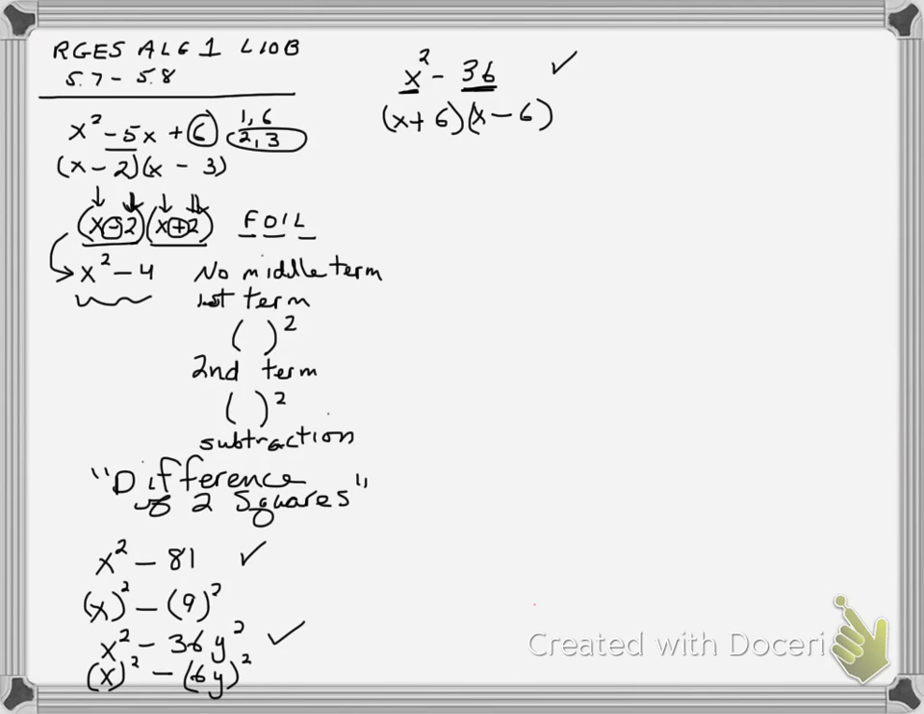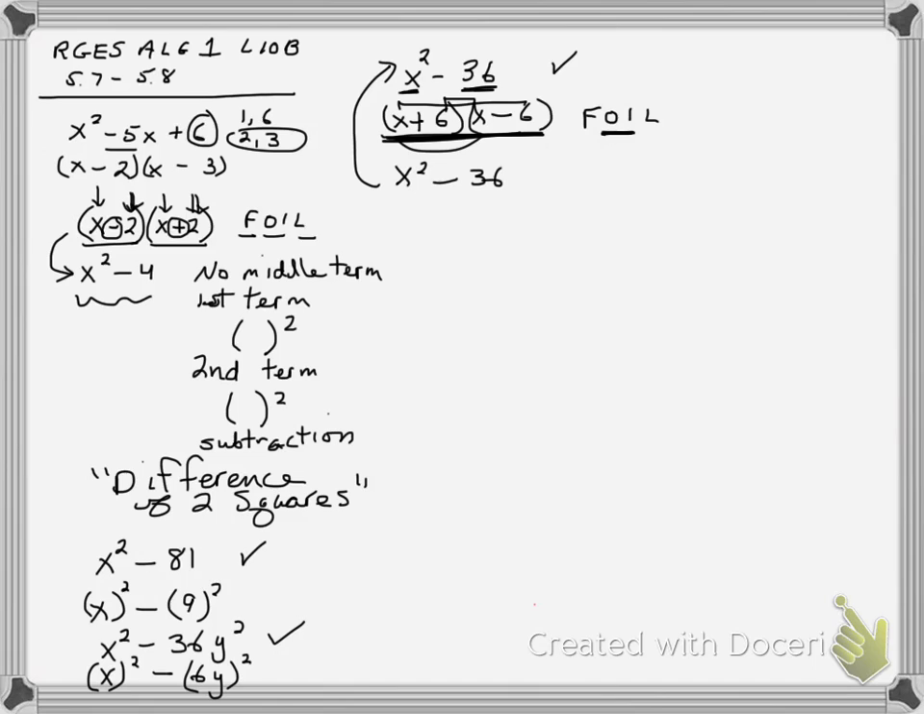Why? Because if I FOILed back again, one more time, I would get x squared, the outer is minus 6x, the inner is plus 6x, and the last is minus 36, which is the same as that. So again, when I take the product here, the middle terms drop out. That means my outer and my inner, the middle terms, drop out because the only thing that's changing is one time I'm adding it and the next time I'm subtracting it. So hopefully that's logical to you.